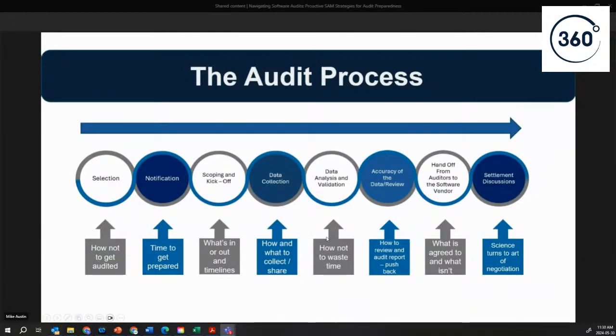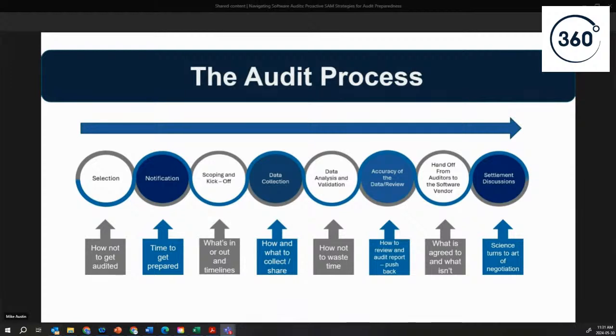So we've kind of gone through what you need to know. Now I'm going to get into an audit process. Right. So this is the process of audit. There's a selection. This is how I got selected for an audit. So let's talk about how not to get selected for an audit. There's notification, right? So you basically receive a letter that you're going to get audited. We might want to try and negotiate that. We'll talk about that. But that is your time to get prepared. It's not, I got a letter, let's not do anything. If you get a letter, kick off your team and get started.